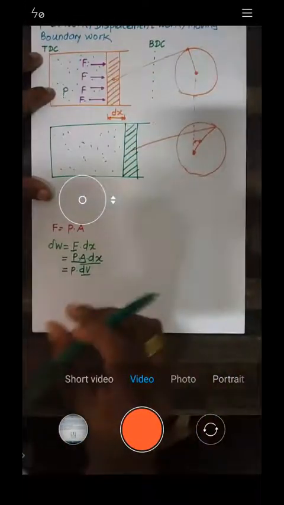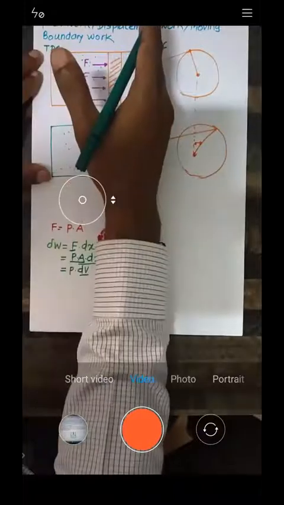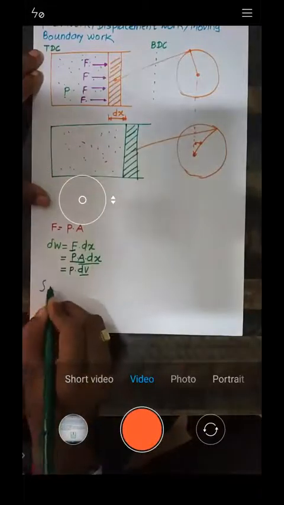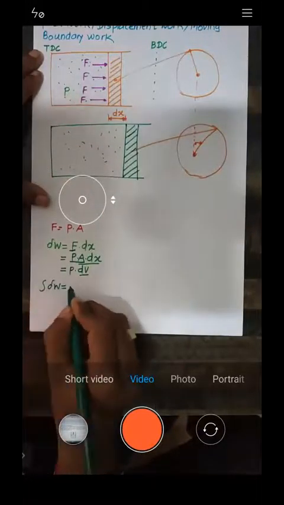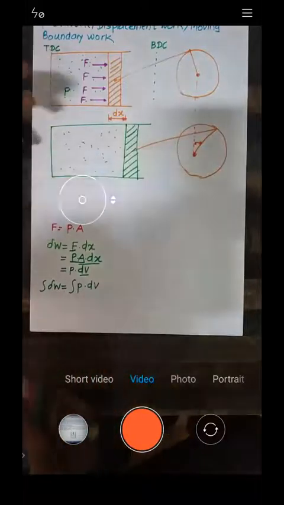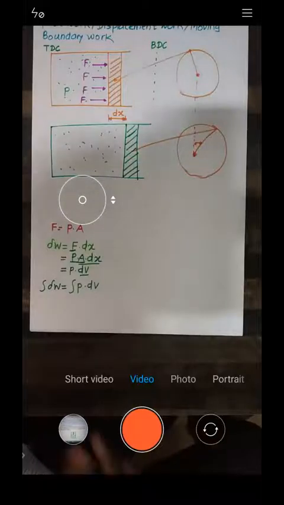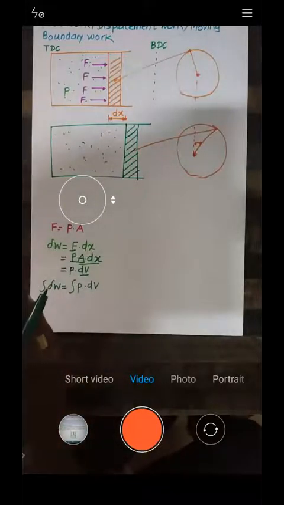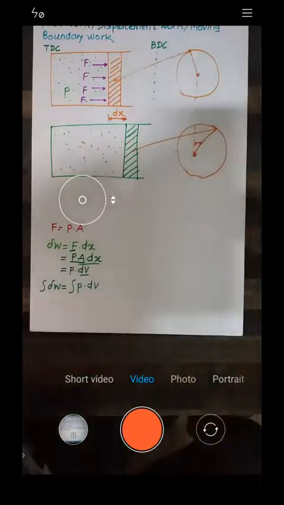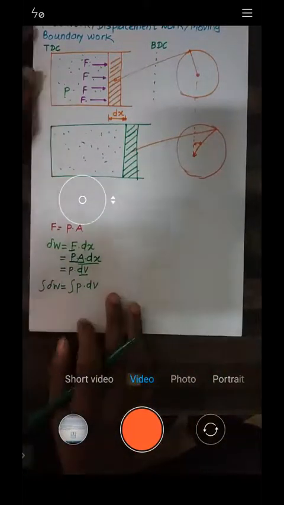Now I want to get the total work when the piston moves from top dead center to bottom dead center. So how will we do that? I will just integrate. Integration of del W is given by integration of PdV, right? This procedure you used to do in mathematics, the numerical integration part. You consider a small strip, and then integrate it for the entire limits. Same thing I'm doing here, so I will do it here.